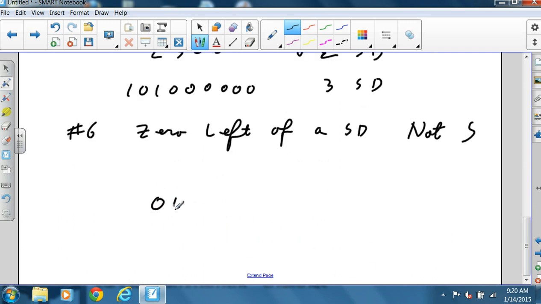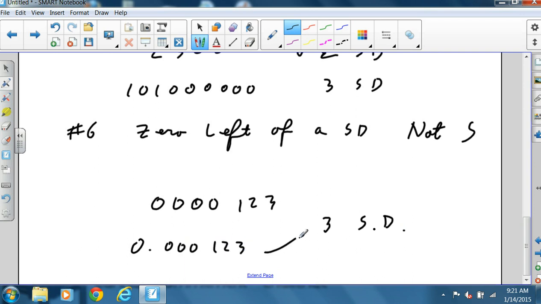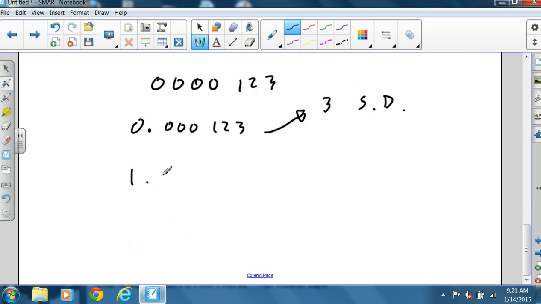Now, why would you write 0, 0, 0, 0, 1, 2, 3? I don't know why you'd do that, but if you did, you'd only have 3 significant digits. I mean, that's misspelled, right? I wish you just marked it as being misspelled. Okay. Also, if I had 0.0000123, I also only have 3 significant digits, because none of these zeros were significant, even though I have a decimal point there, it doesn't matter. You know, so 1.000123, I have 7 significant digits.